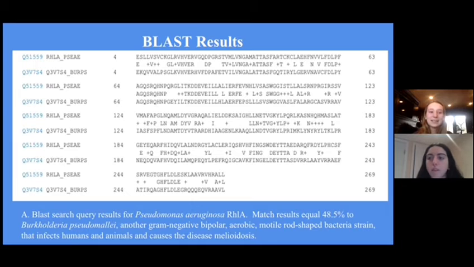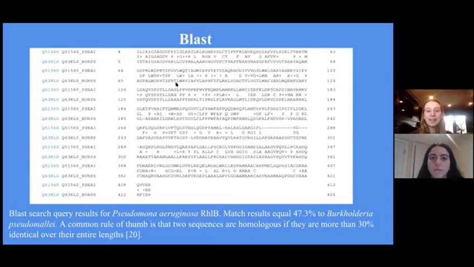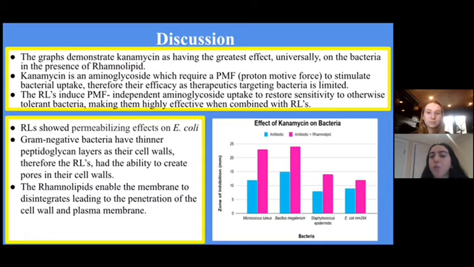A BLAST analysis was also conducted, and it provided novel information regarding putative enzymes, homologous to RHLA and RHLB, found in Burkholderia pseudomallei. We hope to elucidate the role of putative proteins in Burkholderia pseudomallei through cloning and gene expression experiments. This picture shows the BLAST results for the RHLA gene, and these are the results for the RHLB gene. The graph demonstrates kanamycin as having the greatest effect universally on the bacteria in the presence of rhamnolipid. This is because kanamycin is an aminoglycoside, which requires a PMF.